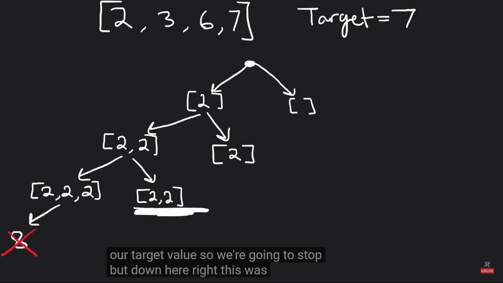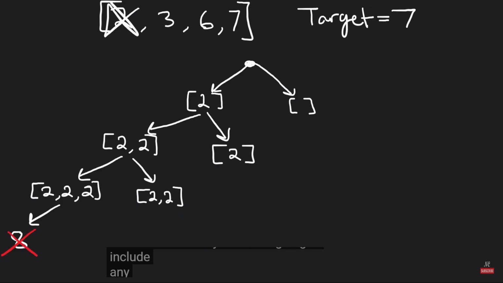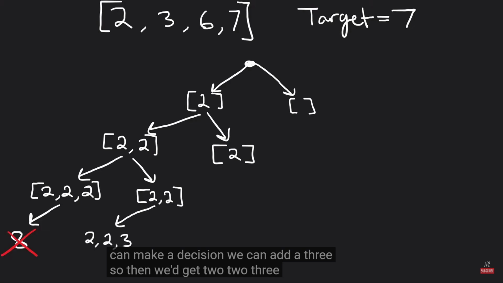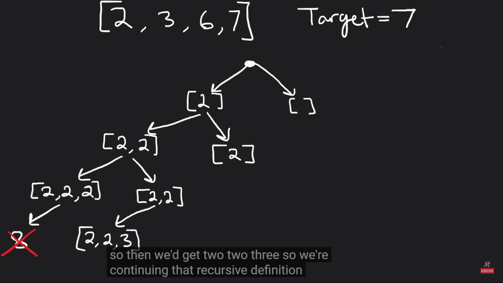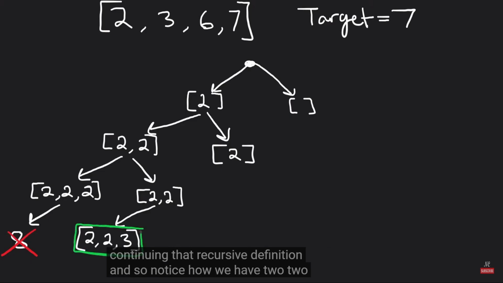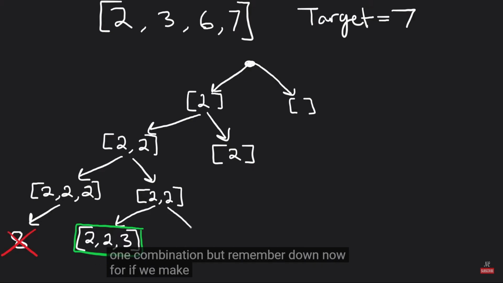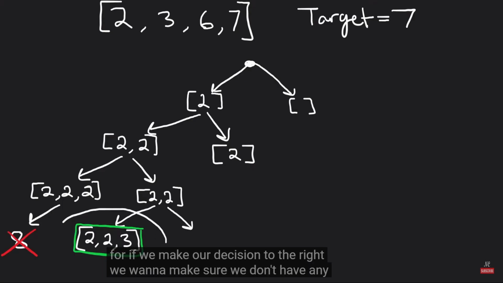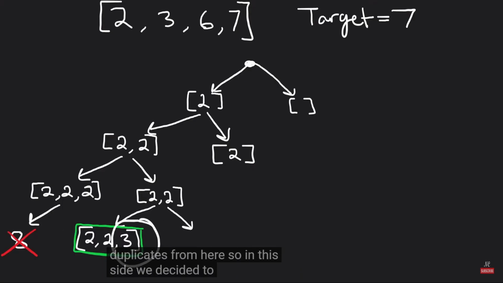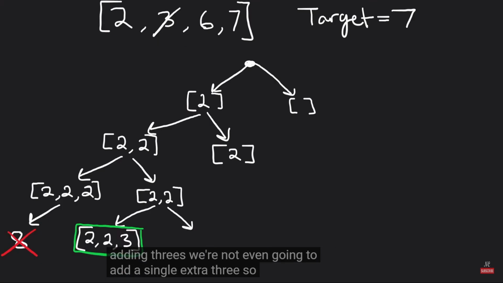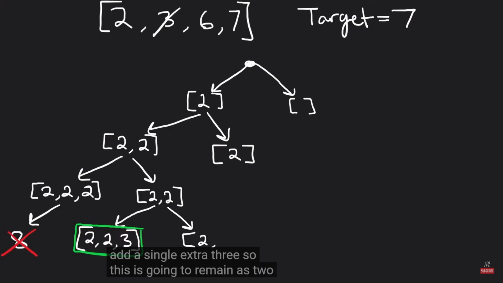But down here, right, this was our path where we said, okay, we're not going to include any more twos in this path. So here we can make a decision. We can add a 3, so then we get 2, 2, 3. So we're continuing that recursive definition. And so notice how we have 2, 2, 3, that's 7, so we did find at least one combination. But remember, if we make our decision to the right, we want to make sure we don't have any duplicates from here. So on this side, we decided to add 3. How about down this path, we say we're done adding 3s. We're not even going to add a single extra 3. So this is going to remain as 2, 2.